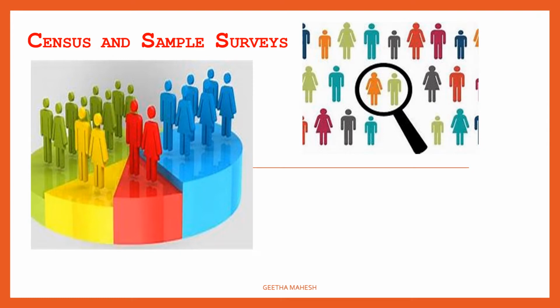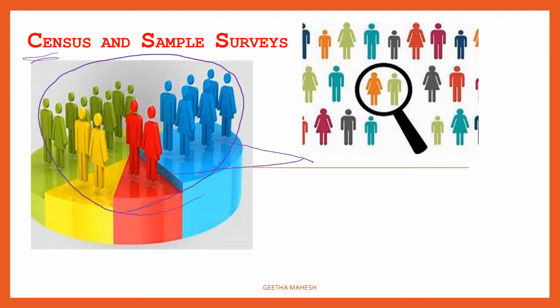You can see in the diagram, if you consider the whole population and from all these people you are going to collect information, then it is known as census. From this group, if we select a representative, one person from here, one person here, one person here, and from the other group one person, how many samples are you going to take? 4 samples. And if you collect information from those people, then it is called a sample survey.